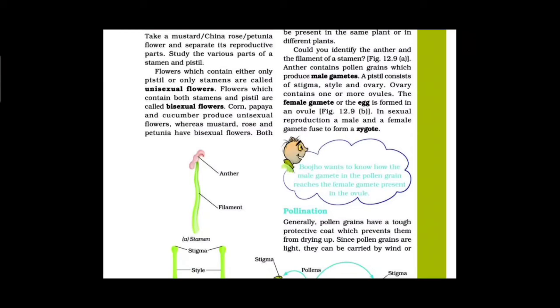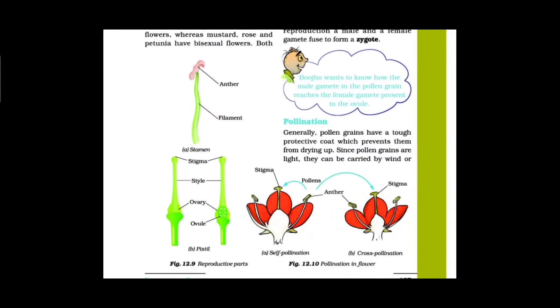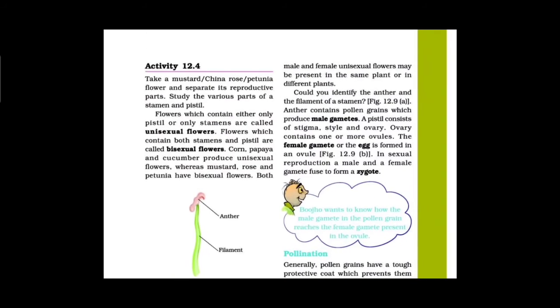We see the papaya flower, right? Then see the picture. They have given what? Stamen. Anther and filament are parts of the stamen. Then pistil. Stigma, style, ovary and ovule are the parts of the pistil. Male and female unisexual flowers may be present in the same plant or in different plants.